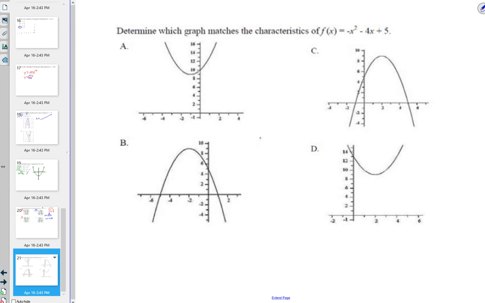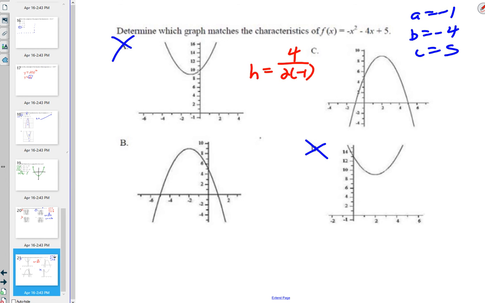And finally, determine which graph matches the characteristics. So this is going to be kind of the same thing. This one has a negative a. A is negative 1, b is negative 4, and c is 5. So it has to be facing down. It can't be A or D. The y-intercept has to be 5, but it looks like both of them are at 5. So let's just find h. h is negative b, which is positive 4, over 2 times negative 1, which ends up giving you negative 2. It has to be B.